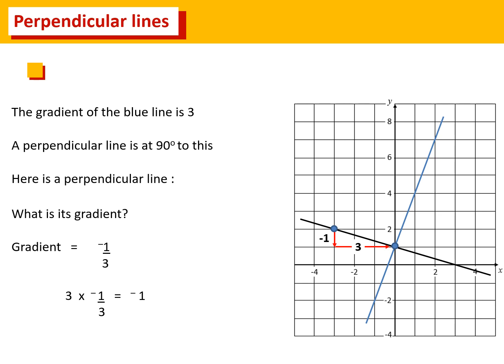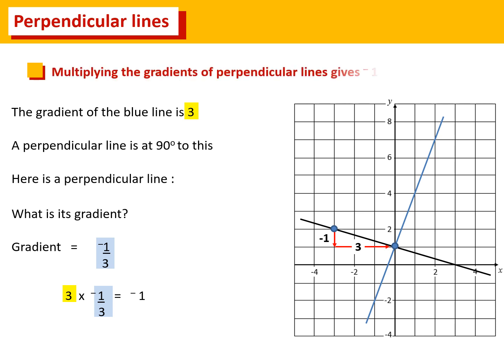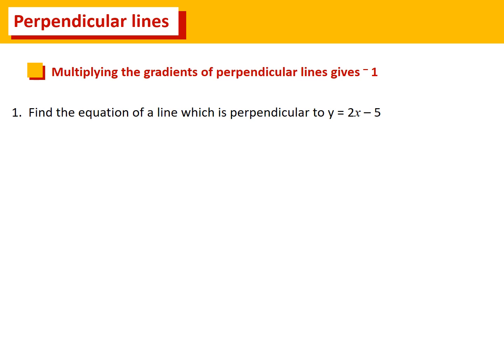So the original gradient, which was 3, multiplied by the gradient of the perpendicular, -1/3, does indeed give us -1. So that's a fact about the gradients of perpendicular lines. Now, in order to find the equation of a perpendicular line, it's quite straightforward. You've got 2 things just to do.